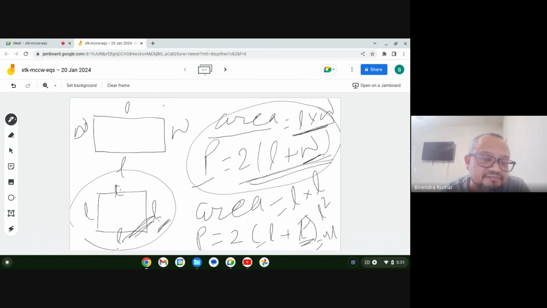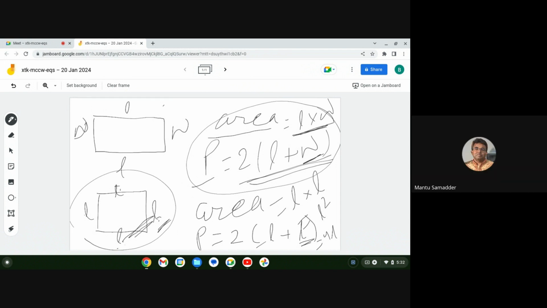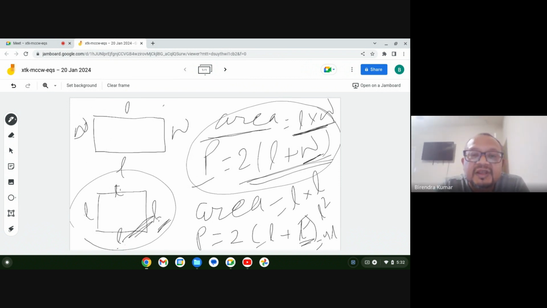So area of a rectangle becomes length into width. Perimeter is 2 times length plus width. Area of a square is length square, meaning length into length. The same exponent thing that we learned before: length into length is square, length to the power 1 plus 1, which is 2. And then perimeter will be equal to 2 times length plus length, which is 2 length, right? 2 times length. So that is 2 times length into 2, which is 4 times length.